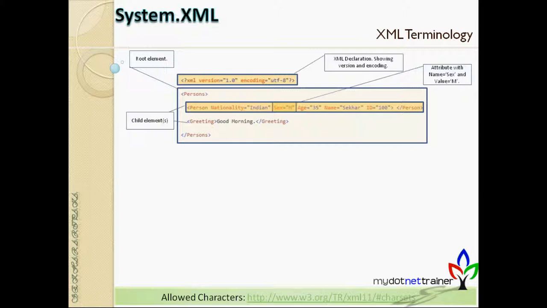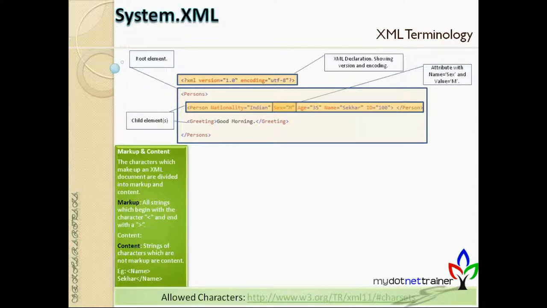When we talk about the XML terminology, there are a very small set of keywords that we normally see when we talk about an XML document. One of the first is that the whole document has two parts: one is the markup, another one is the content. The characters which make up an XML document are divided into markup and content. The markup is all the strings and characters that begin and end with angle brackets.